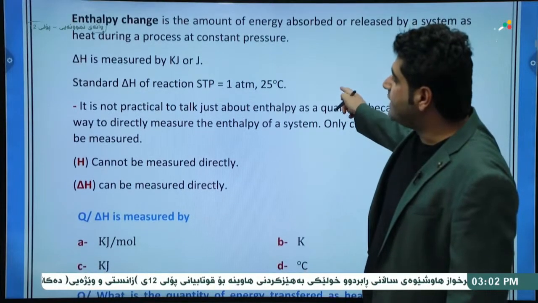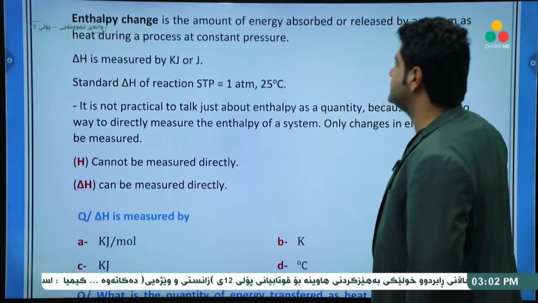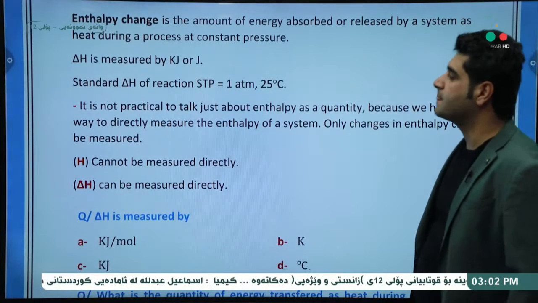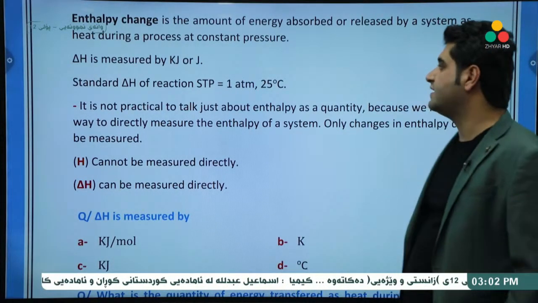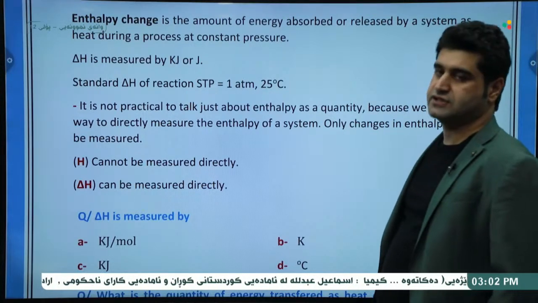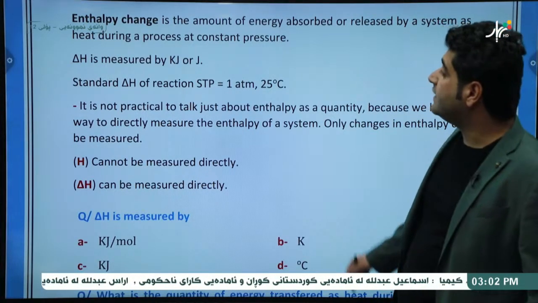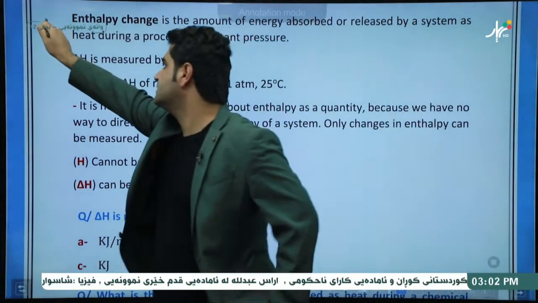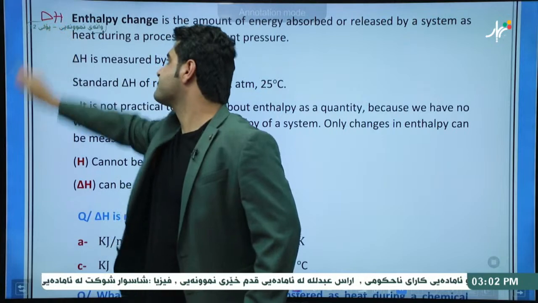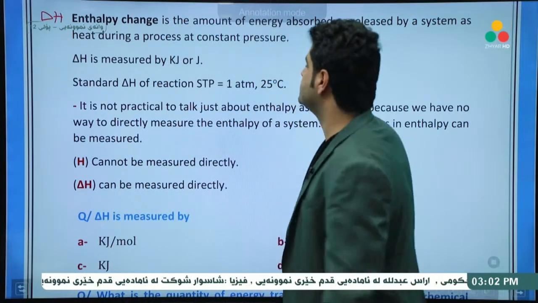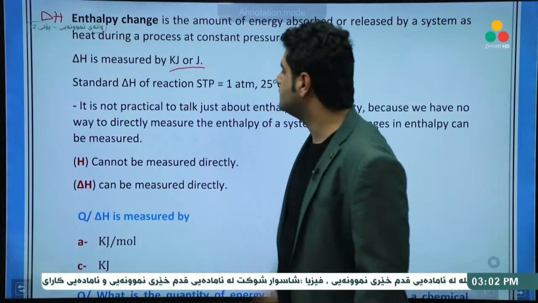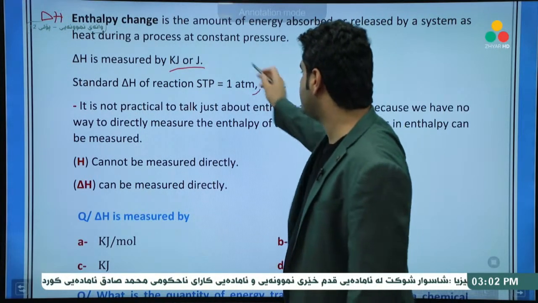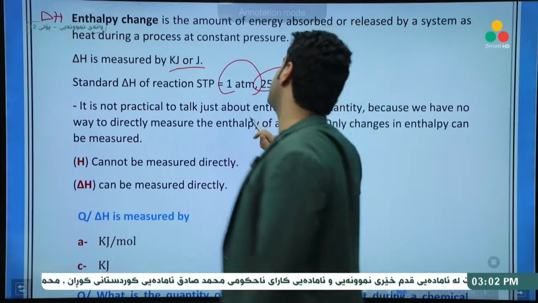And enthalpy change, delta H, is the amount of energy absorbed or released by a system as a heat during a process at a constant pressure. The symbol for enthalpy change is delta H, enthalpy is H. Delta H is measured in kilojoule or joule. Delta H at standard temperature and pressure, which is 1 atm and 25 Celsius degree.